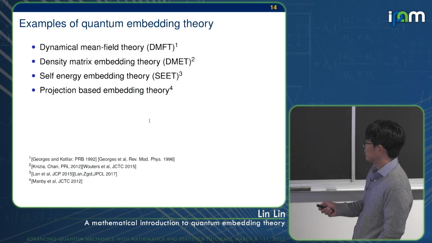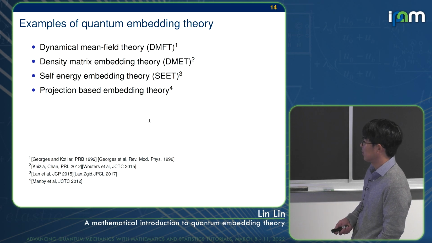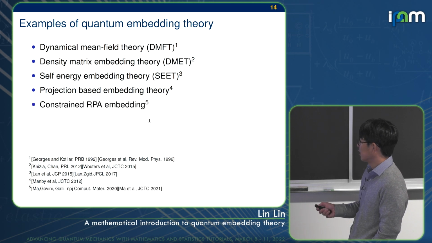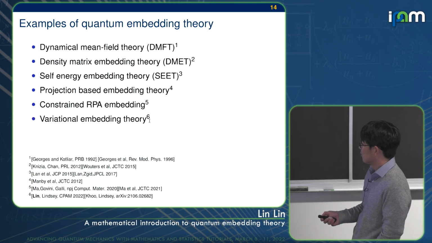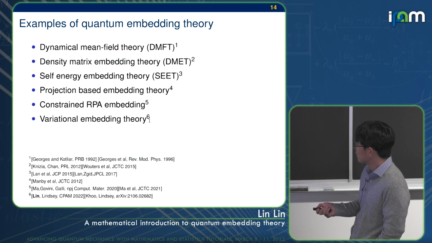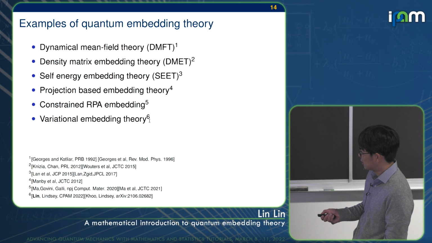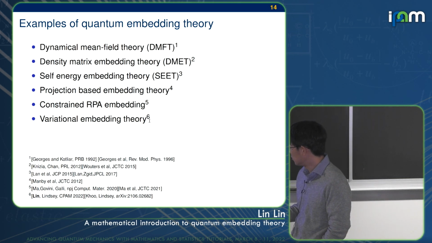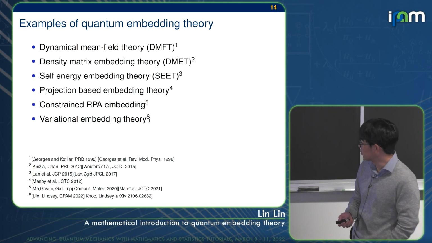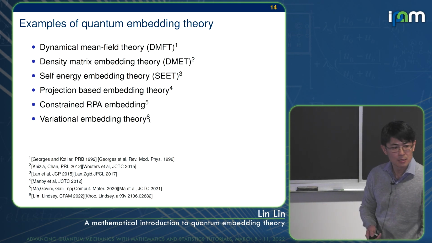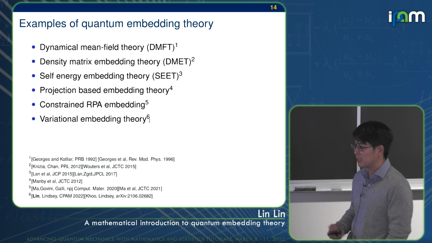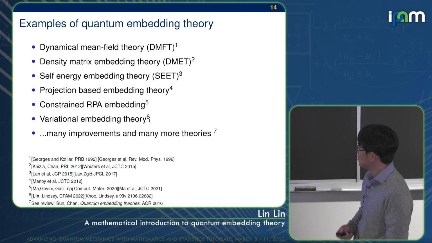Tom Miller has a projection-based embedding theory, but many other DFT-flavored embedding theories exist as well. Julia Galli has this constrained RPA-based embedding. And with Mike, we came up with this variational embedding theory, still in print in Communications on Pure and Applied Mathematics. And recently, Yuhao Ku from Chicago and Michael Lindsay had a very nice extension, making it much more feasible for larger problems.